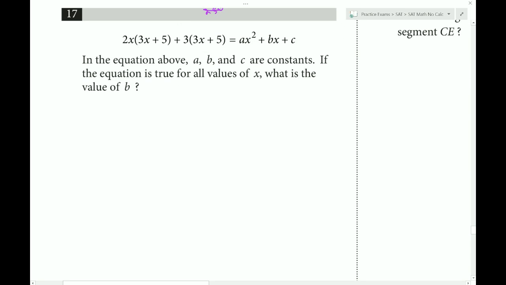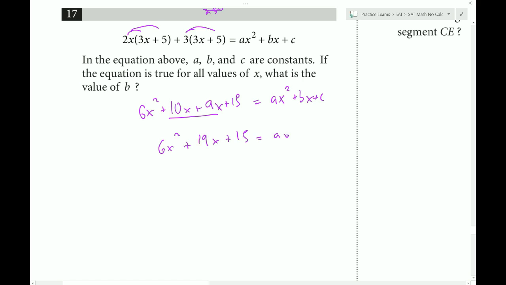Next, for this, I'm going to have to distribute. So I get 6x squared plus 10x, and then I distribute again, so plus 9x plus 15, that's equal to ax squared plus bx plus c. Then I just combine these middle terms, so I get 6x squared plus 19x plus 15 equals ax squared plus bx plus c. And they want to find out what b is.